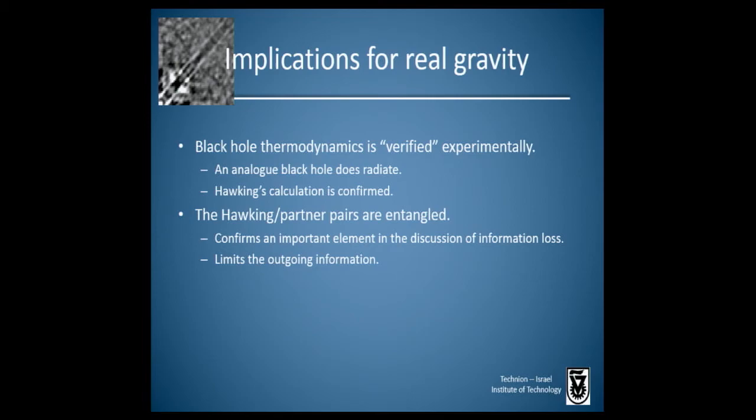So what are the implications here for real gravity? What have we learned about real black holes by this measurement? Firstly, we've learned that black hole thermodynamics is verified experimentally, at least in the analog sense, since an analog black hole does radiate, and this confirms Hawking's calculation. The Hawking partner pairs are seen to be entangled, and this confirms an important element in this discussion of information loss, because as I mentioned earlier, it limits the outgoing information available.